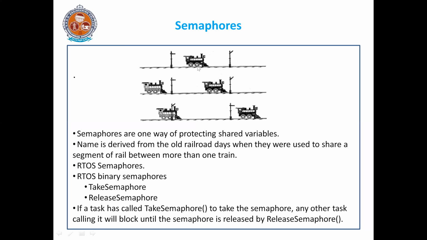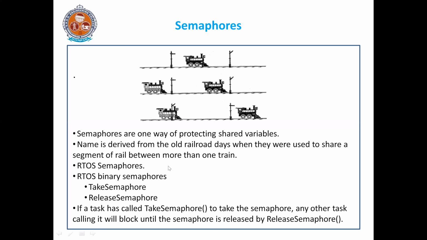We are using the same concept, the semaphore, because this section has to be shared by different trains, but that section can be used by only one train at a time. That's why the semaphore concept has been adopted. So semaphores are one way of protecting shared variables. The same concept is used in our RTOS also. The name has arrived from railroad days, when they were used to share a segment of rail between more than one train. That's why the same word has been taken here also.